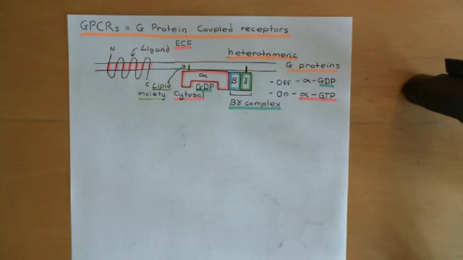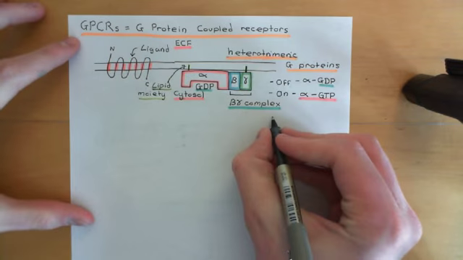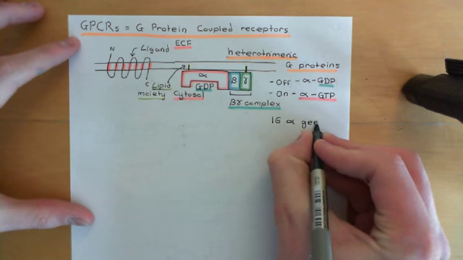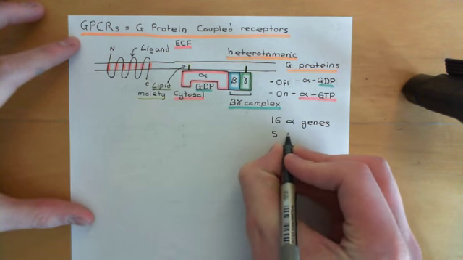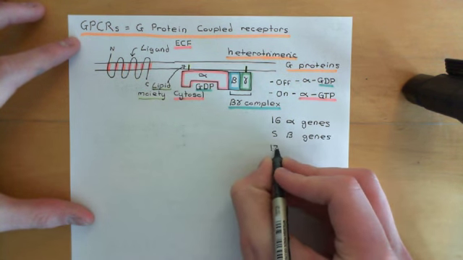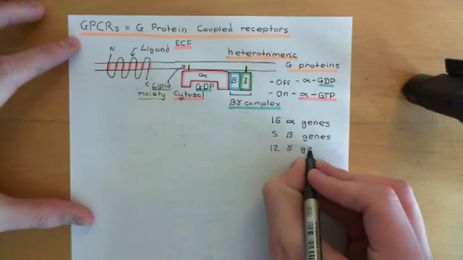The next thing to say about heterotrimeric G proteins is to talk about their diversity. There is not just one alpha subunit, there is not just one beta subunit, and there is not just one gamma subunit. There are a huge number of different alpha subunits of heterotrimeric G proteins. There are 16 known genes for alpha subunits, 5 beta genes, and 12 different genes for the gamma subunits.